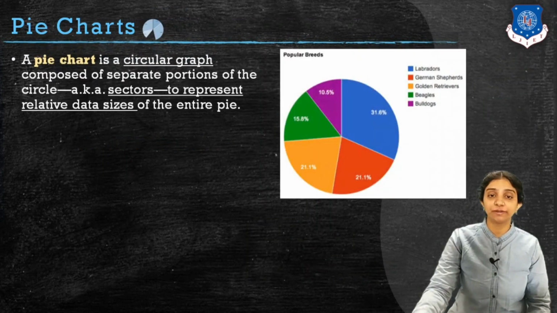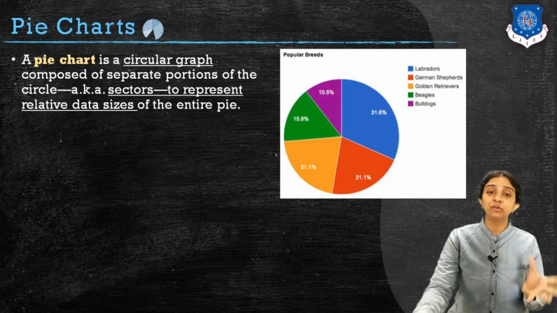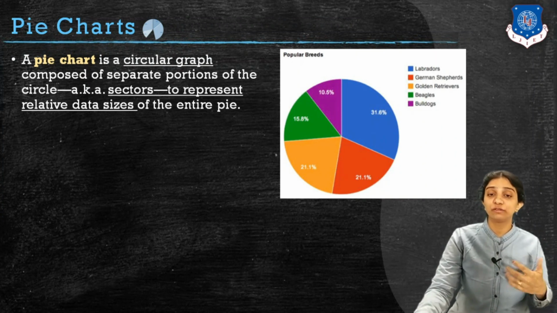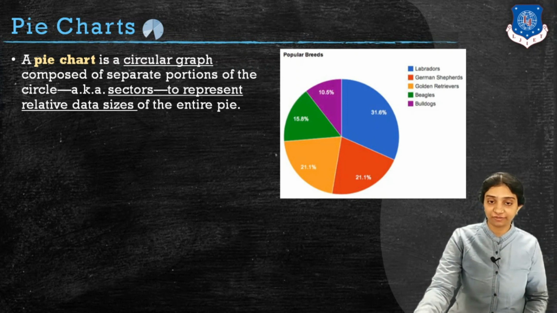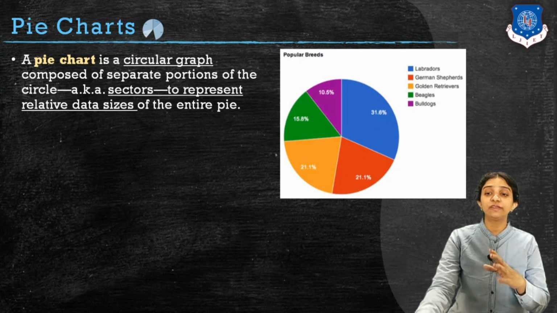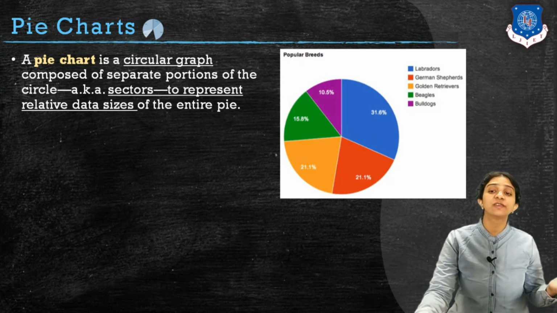Next is the pie chart. Pie chart is a circular graph which is composed of separate portions, which is also known as a sector, to represent a relative data set. So the size of a sector is directly proportional to its data series.